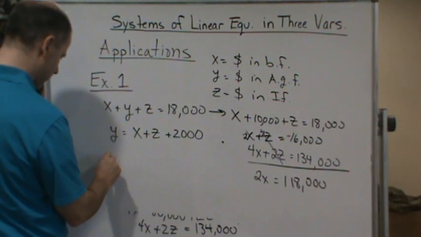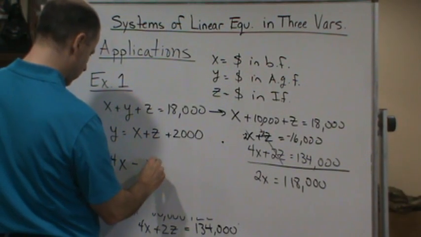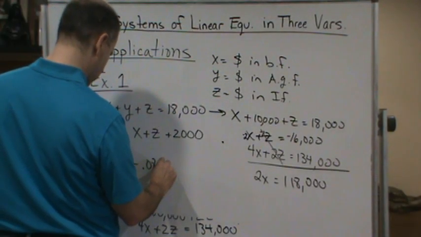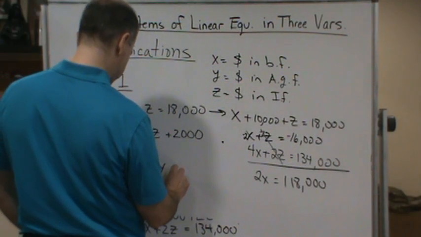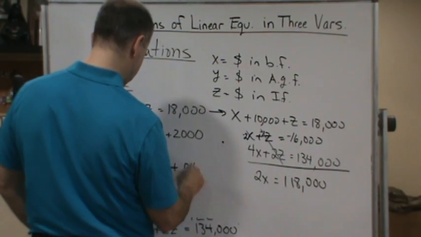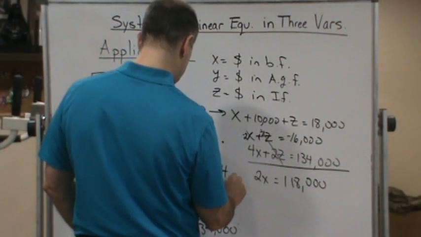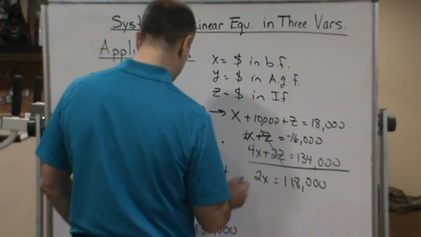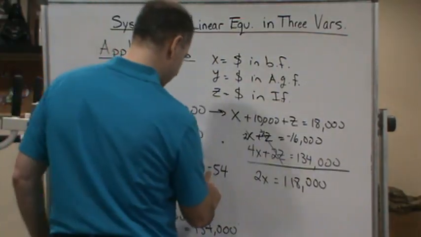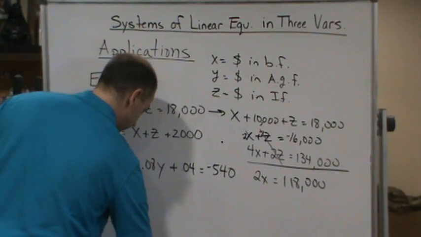Okay, 0.04x minus 0.08y plus 0.04z equals negative 50. Oh, that's where I made my mistake. The negative, I dropped the negative here, down here. Okay, that's what I did.